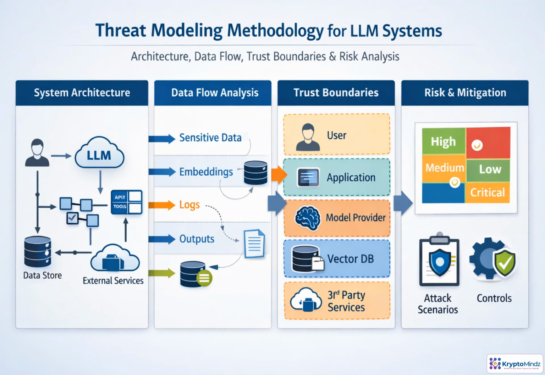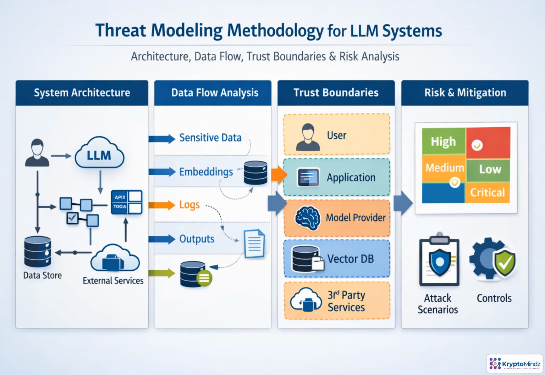Effective LLM threat modeling starts by making the system concrete. Map users, prompts, the application, retrieval, tools, data stores, model providers, and external services. Then trace what moves between them: sensitive data, instructions, embeddings, logs, and outputs. The most important step is marking trust boundaries, because that is where assumptions break.